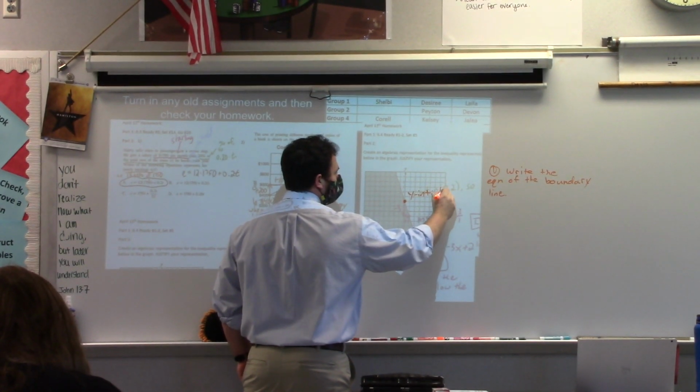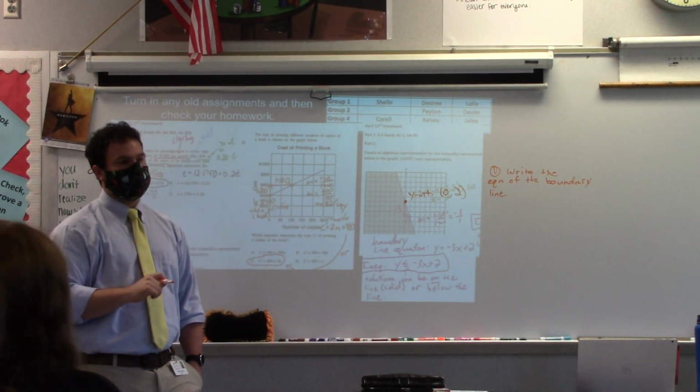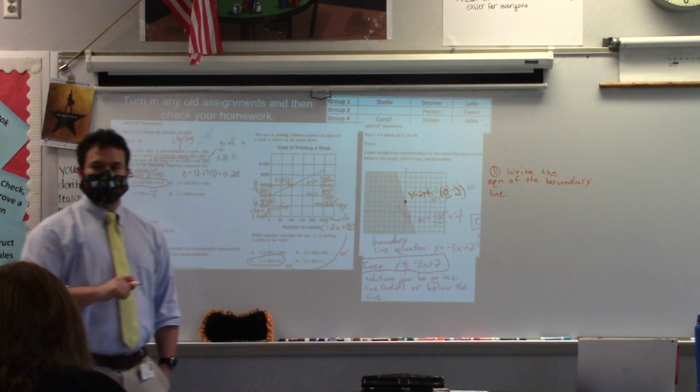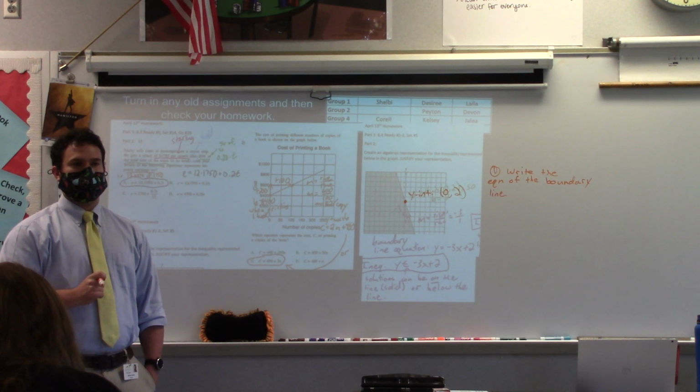To make it that difficult for you. Wait, 2.5 for real though? No. 0, 2. That's the y-intercept. What else do I need besides the y-intercept? You need the slope. Right.